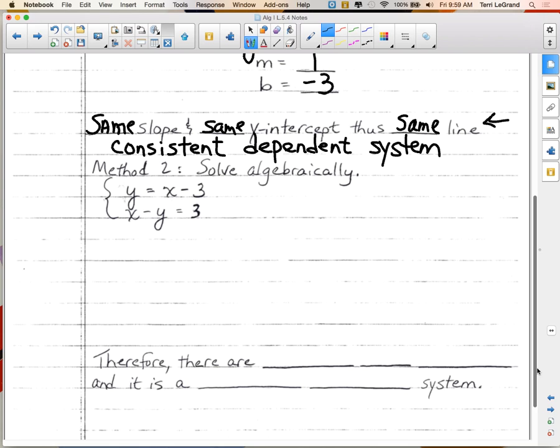Okay, now let's practice, because I want you to see what happens if you choose method 2, solving algebraically. Which method lends itself to this one? Substitution or elimination? Substitution, because the first equation is already solved for y. So we could sub it into the other equation for y. Or you could get that first one set into standard form, and then you could use elimination if you want.